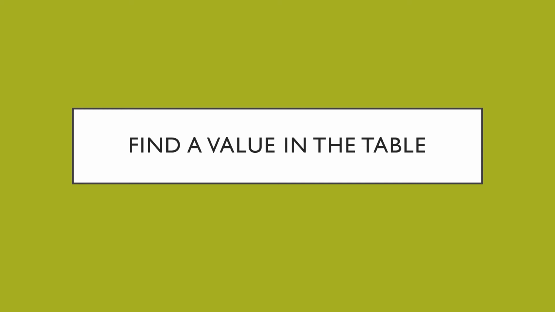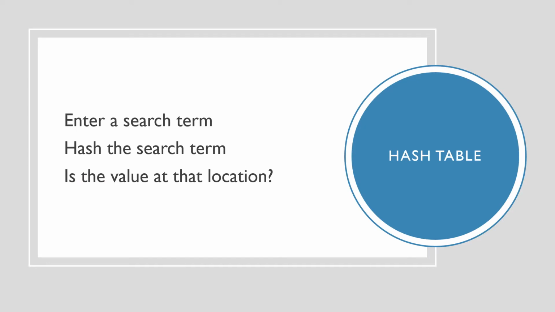So now we're going to write the code to find the input values in the table and to tell the user if the value is in the table or not. In a hash table, the user will enter a search term. The search term will be hashed, that is, processed to generate an integer hash value, and then we'll look in the table at that location and the data will either be there or not.